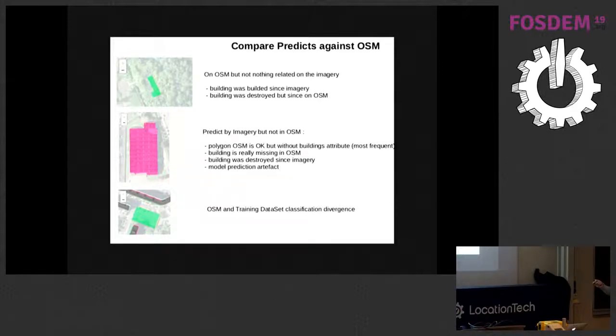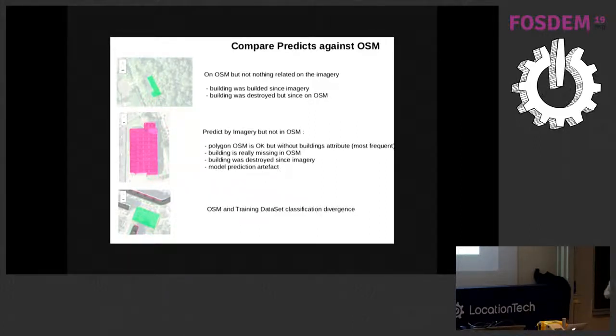OpenStreetMap. So the first frequent use case is that the polygon is present in OpenStreetMap, but not with the attribute building. So it's only an area, only a surface, so it's an attribute issue. But it could also mean that the building is really missing in OpenStreetMap, or that the building was destroyed since the imagery, or it could also be an artifact from the model prediction, obviously not in this case.